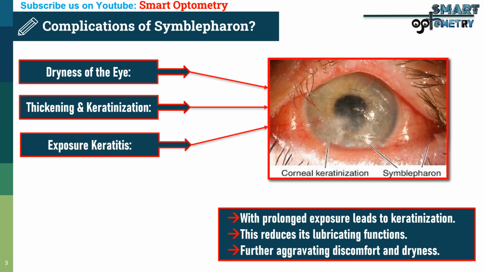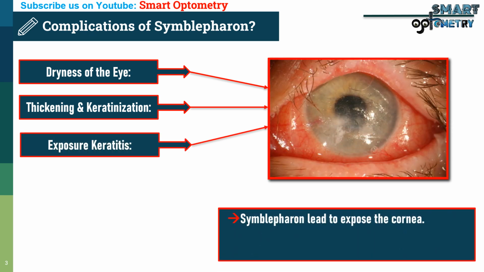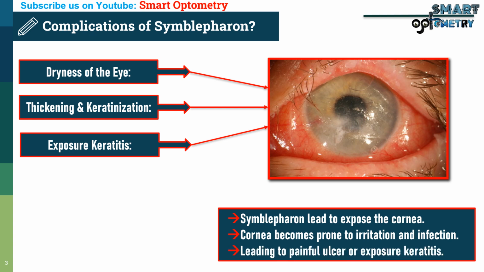3. Exposure keratitis. Symblepharon leads to inability to close the eye completely, which exposes the cornea. The exposed cornea becomes prone to irritation and infection, leading to painful corneal ulcer or exposure keratitis.